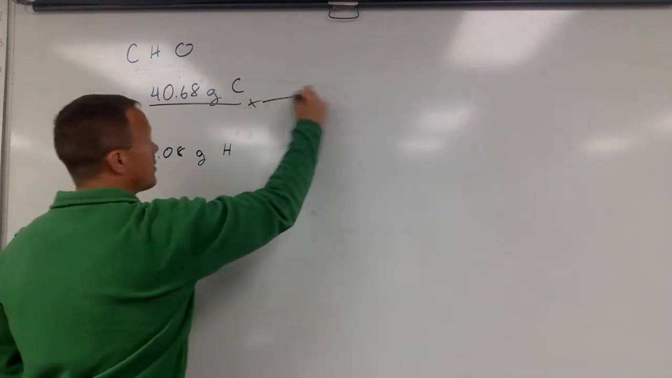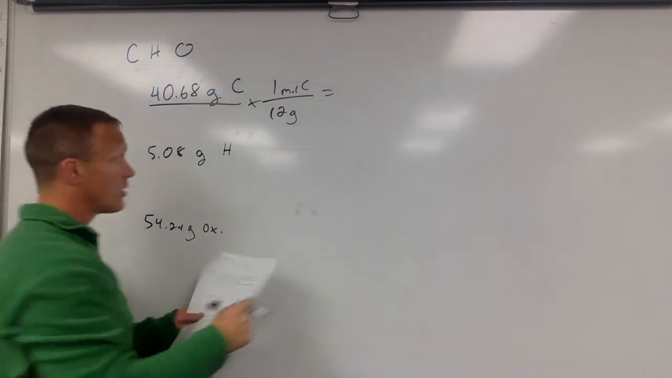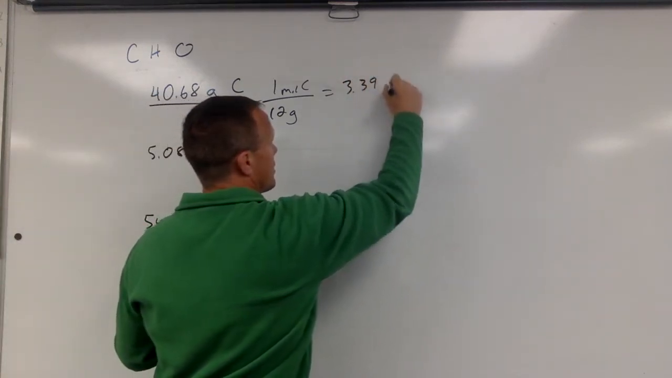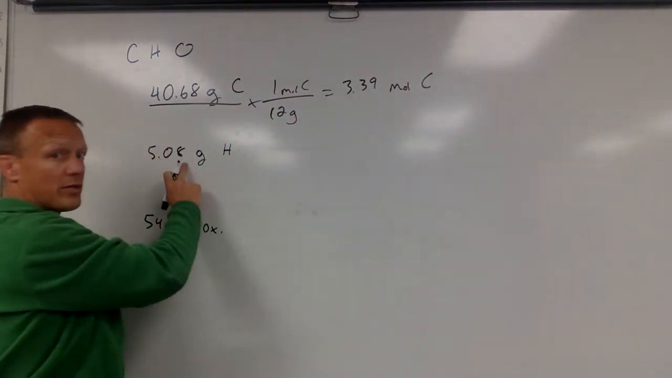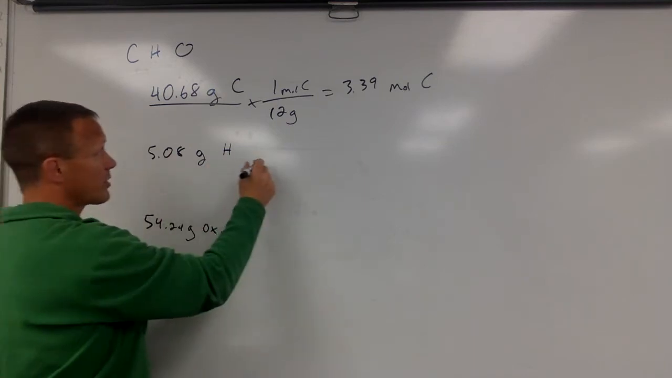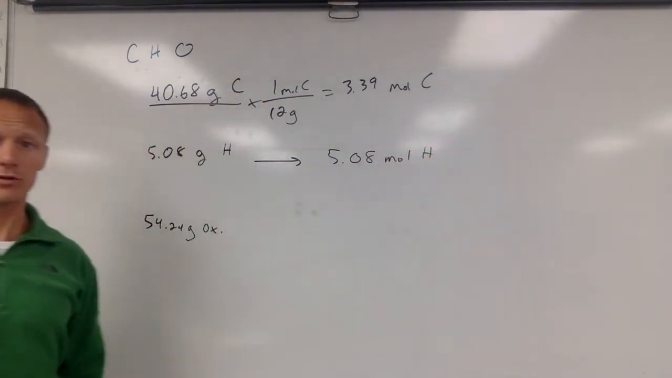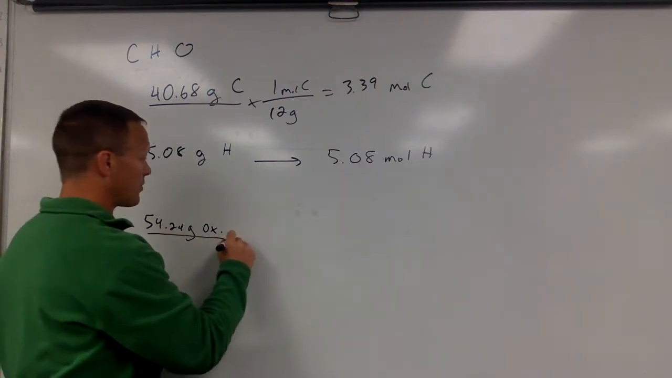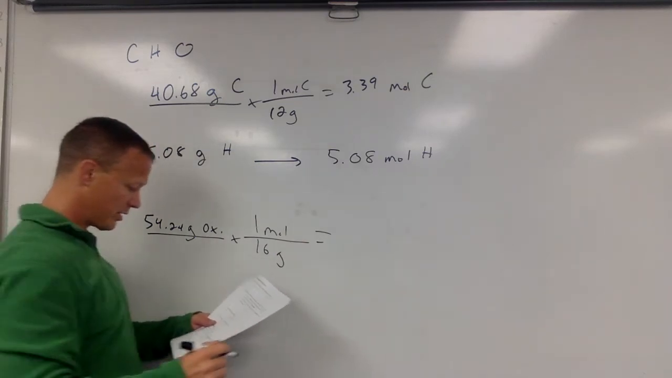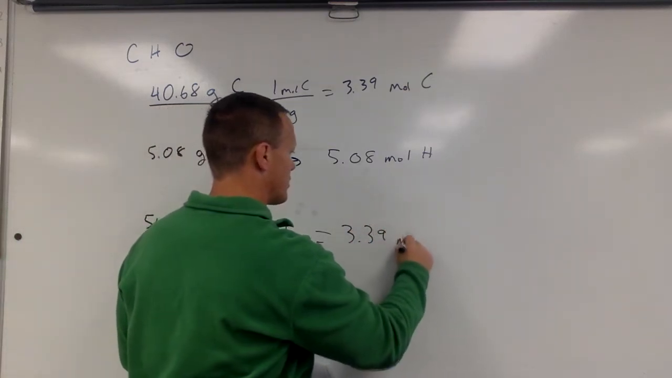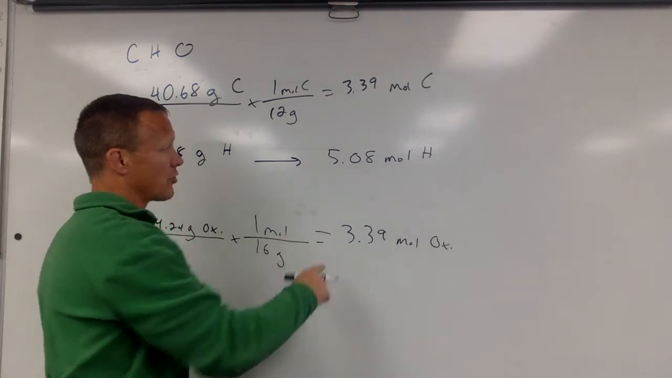So for carbon, 12 grams of carbon is a mole of carbon. So 40.68 divided by 12 gives us 3.39 moles of carbon. Hydrogen's easy. Every gram is a mole. So 5.08 grams is 5.08 moles. And then 54.24 grams of oxygen and 16 grams of oxygen is a mole of oxygen, which gives us 3.39 moles of oxygen.